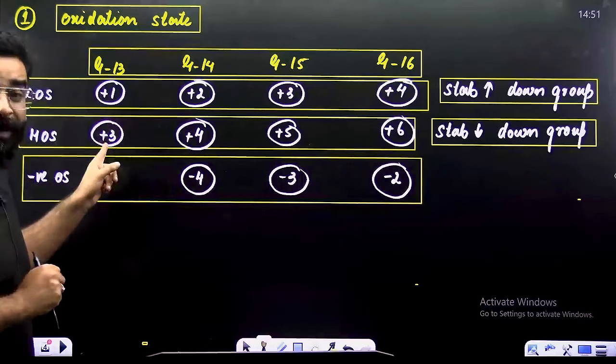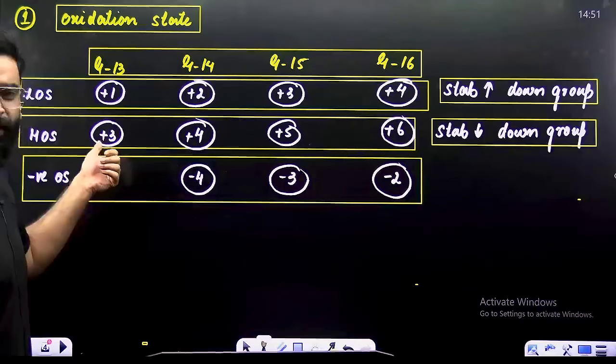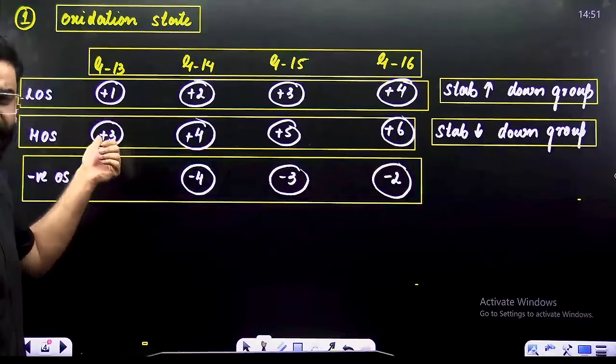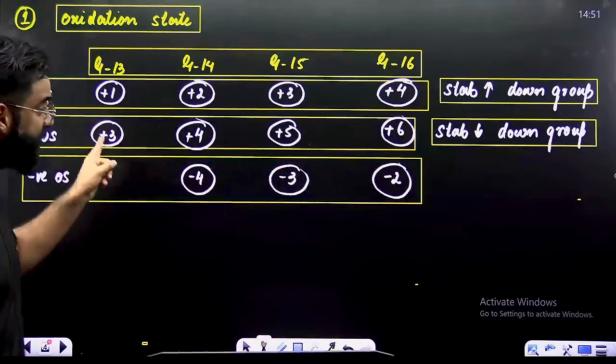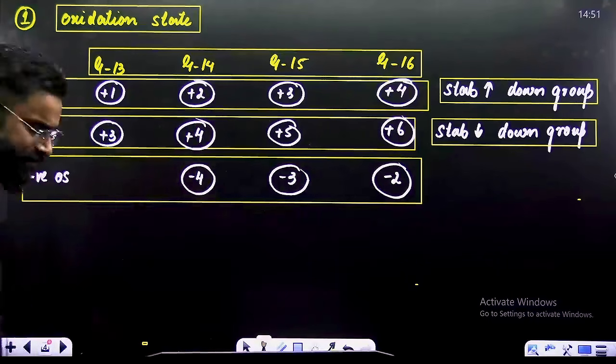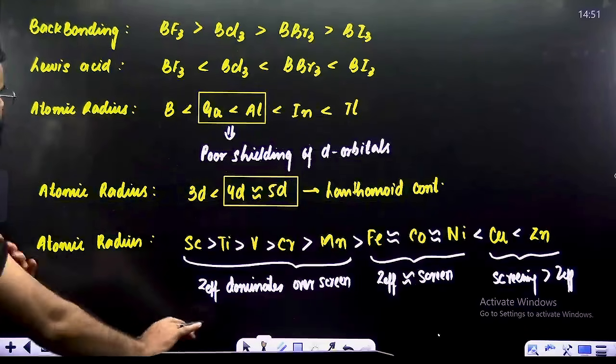Similarly, when I talk about group 13, for example, its highest oxidation state is +3. Group 13 shows the highest oxidation state of +3. But down the group, the stability of the highest oxidation state decreases, be it group 13, group 14, group 15, etc. Right? Moving on to the next one.